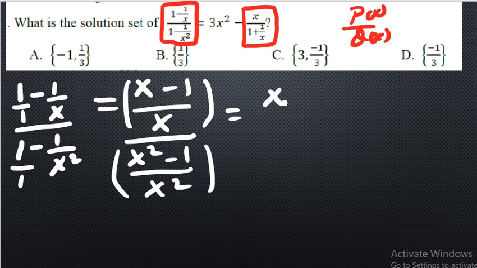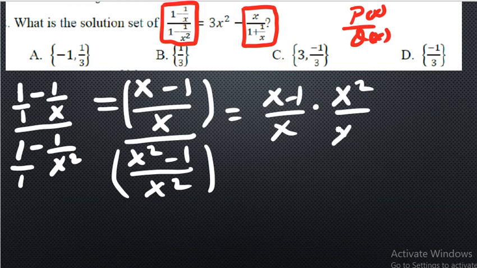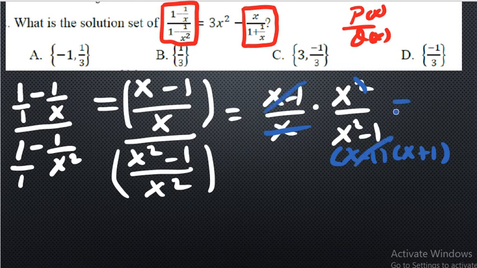This is the same as x minus 1 over x times, you can flip the denominator part here, x squared over x squared minus 1. We can cancel x with x, and this x with x squared, and then one x remains. And this denominator, x squared minus 1, we can write as x minus 1 times x plus 1. We can factorize because this is a difference of squares. Then x minus 1 cancels with x minus 1. Then finally, what remains? x over x plus 1 remains. The first expression is simplified and written in the form x over x plus 1. Done.